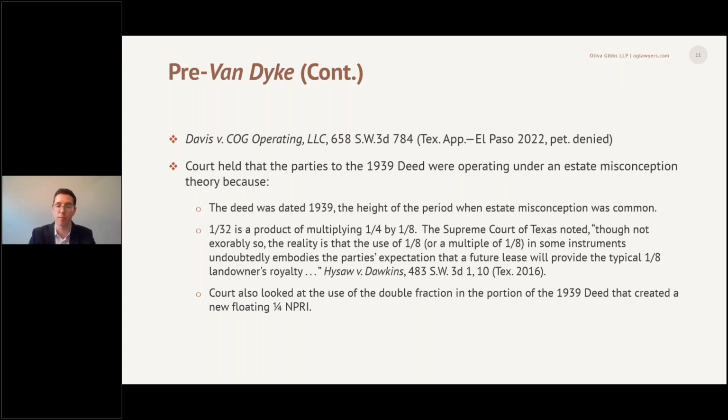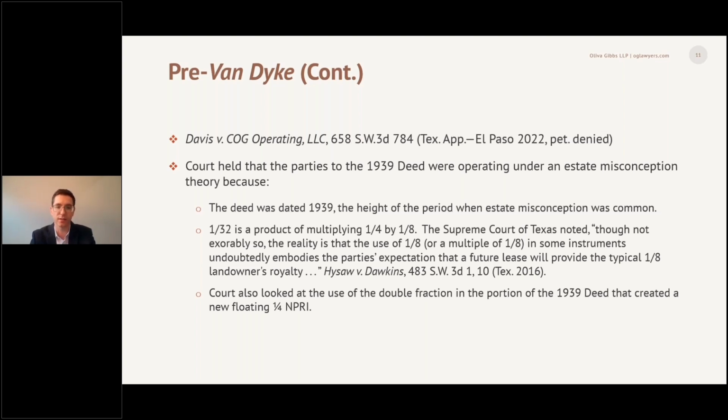However, if they were operating under estate misconception theory, then Roberts, who was that grantee under the 1939 deed, should have understood the meaning of that paragraph to mean that the Sesslers had previously reserved a 1/4 interest to Hahn. So ultimately, the court held that the parties were operating under estate misconception theory for several reasons. The first is the date of the deed, 1939. That's really the pinnacle of when the estate misconception theory was commonplace.